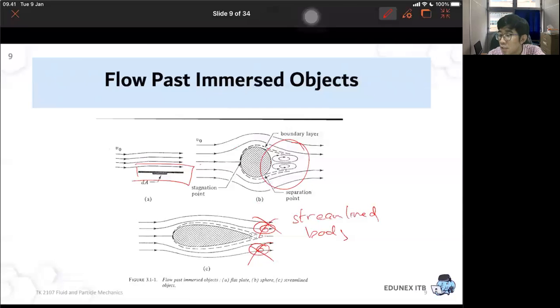Actually, the bigger the wake, the higher the resistance that comes from the particles.